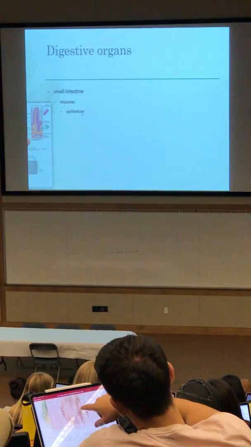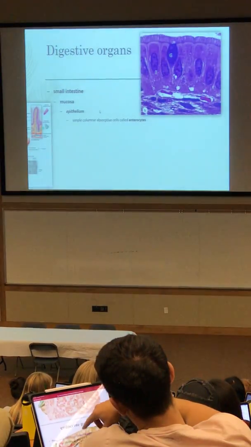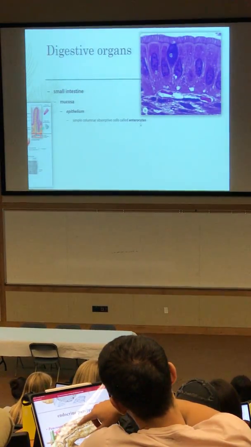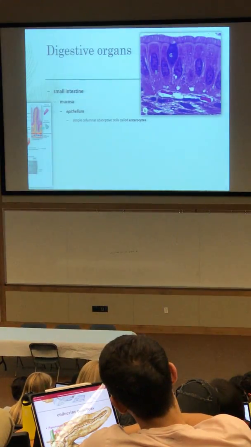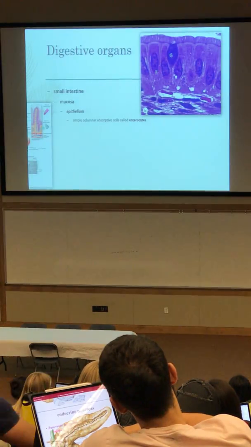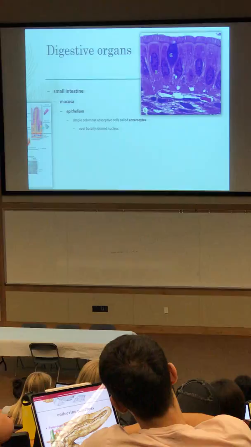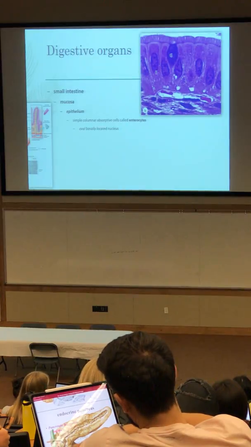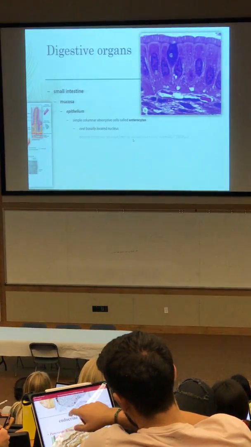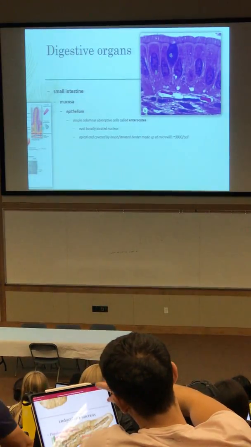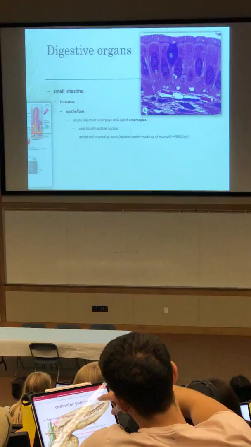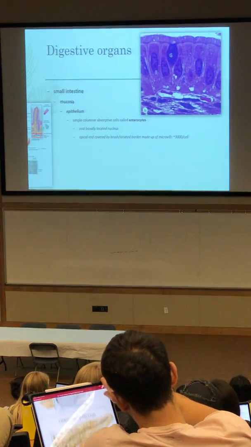All right, moving forward. The epithelium then is made up of simple columnar cells, which are called enterocytes. These are absorptive cells. So these cells are absorbing the products of digestion and putting them into the bloodstream. Okay? So these have an oval, basally located nucleus. You can see the big nuclei here. And the apical end is covered with what we call a brush or striated border, and that's actually microvilli, so you can see that quite nicely in this picture.